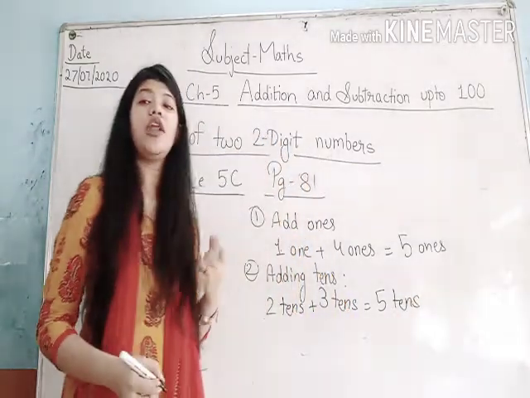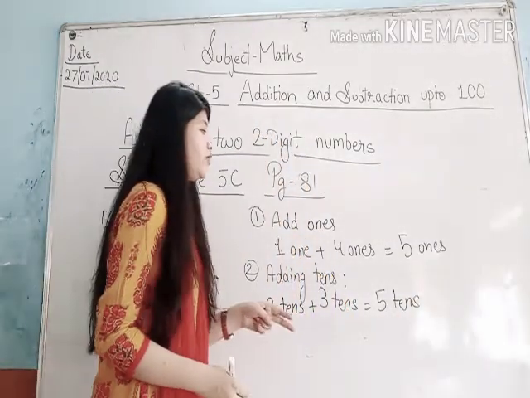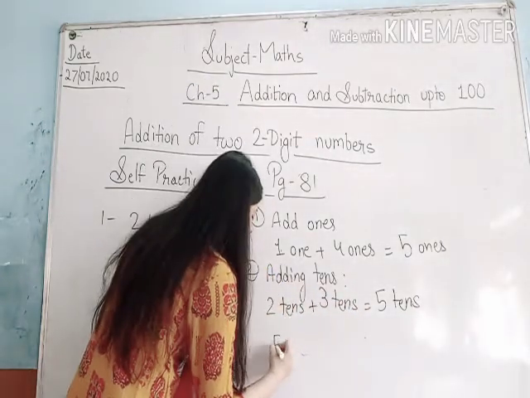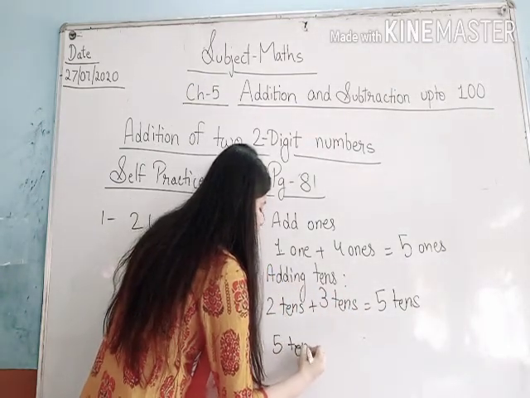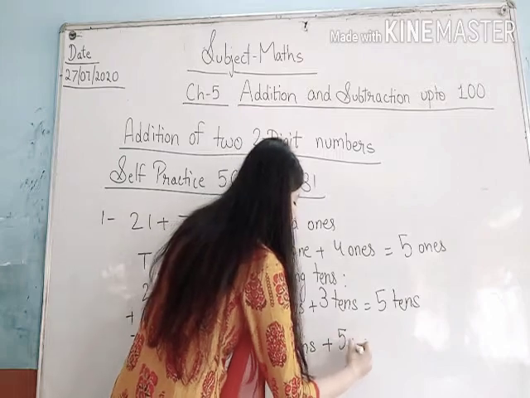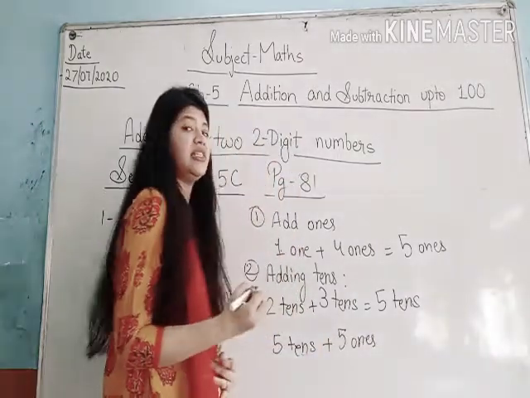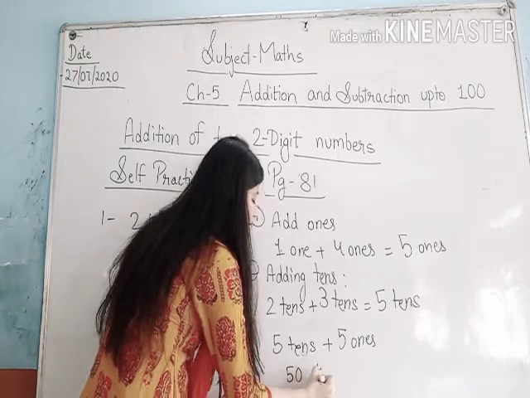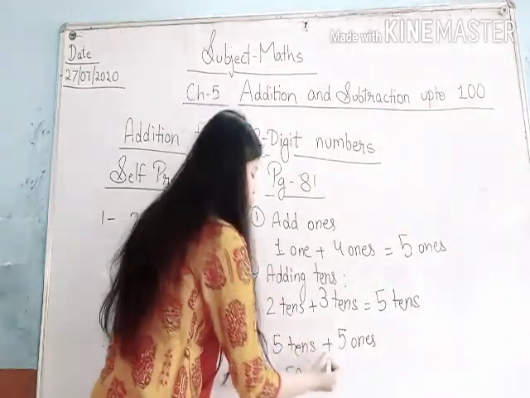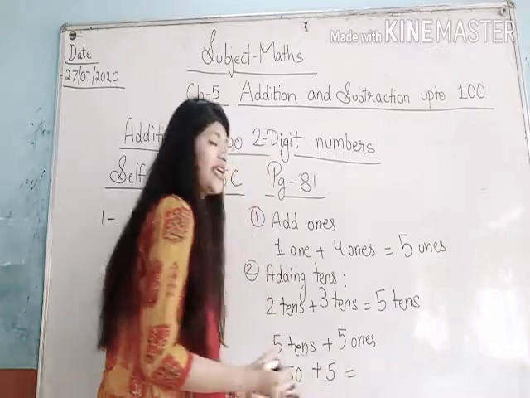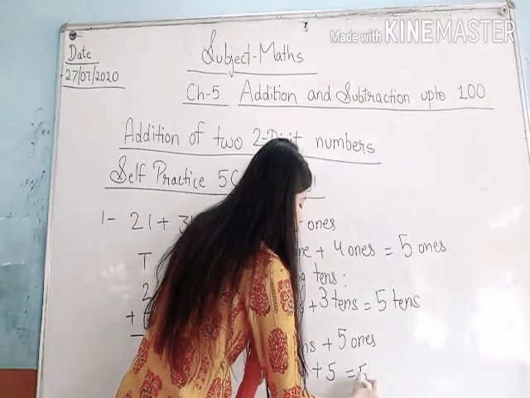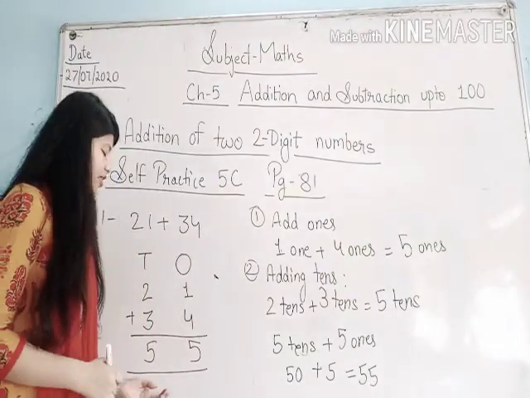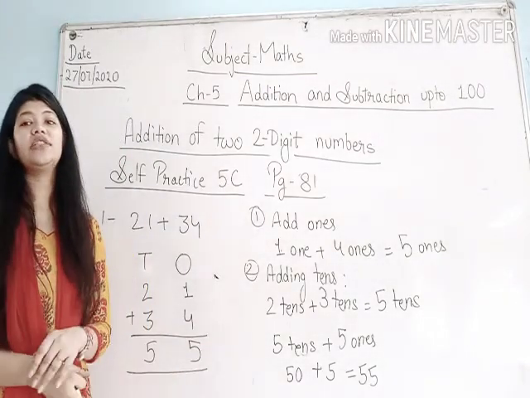Clear? Now let's find the sum. First we will write the tens number. So we will write 5 tens plus 5 ones. Now let's add. 5 tens is equal to 50 and 5 ones is equal to 5, which is equal to 55. Clear? We got the same answer in both these manners.